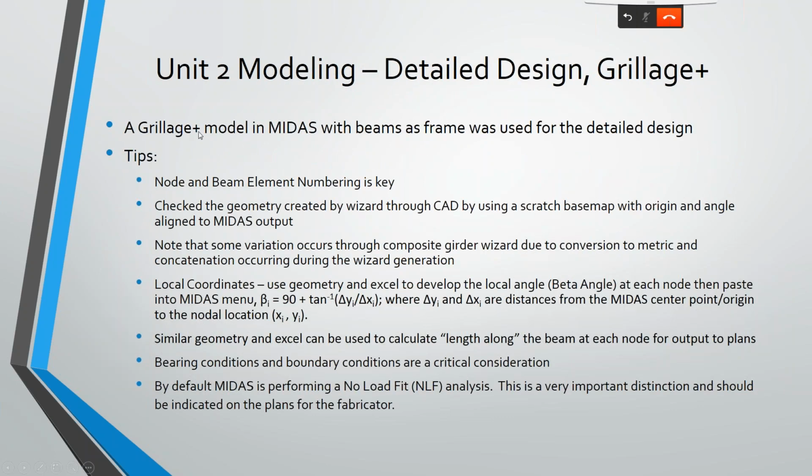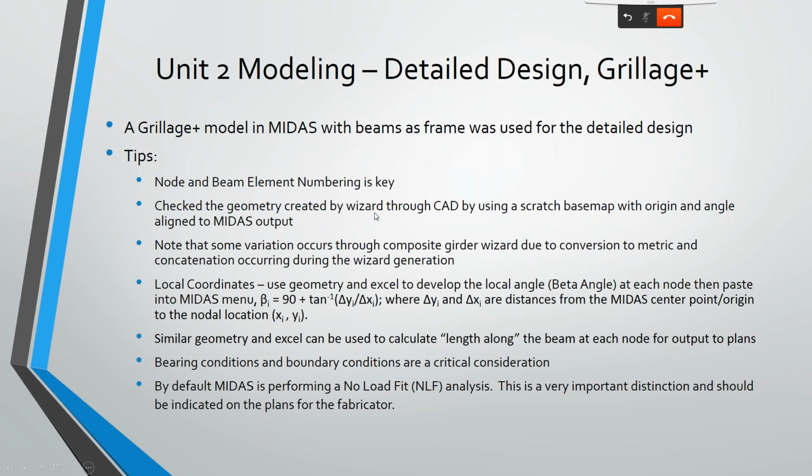So then we went to what I'll call again the Grillage Plus, or the partial 3D model in Midas with beams as frame. And again, a couple of tips for you as you're going through this. The node and beam element numbering is key. If you renumber those to make your life easier, it makes a huge difference. That's easy to do in Midas as well.